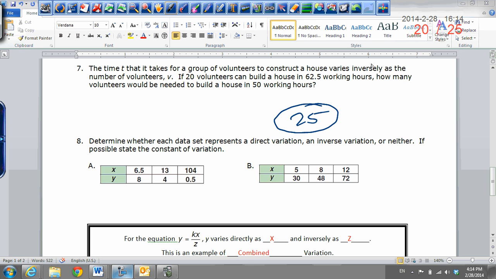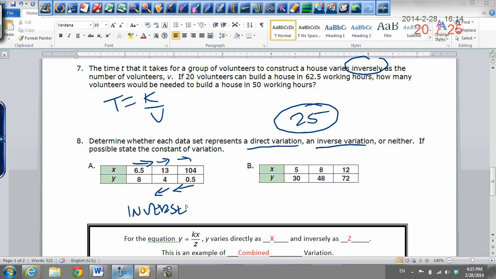I will tell you the answer is 25, so see if you can figure out how that's 25. Remember, it's inverse. So how you set that up is time equals k over v. All right, so plug and chug, hope you get 25. And then here on number 8a, as x gets bigger, y should also get bigger if it's direct. And if x gets bigger and y gets smaller, then it's inverse. So as we see, x is getting larger here, and y is actually going down. So that would be inverse. And then for b, as x is getting bigger, so is y. So that's direct.